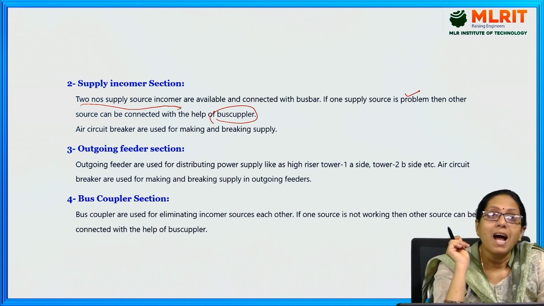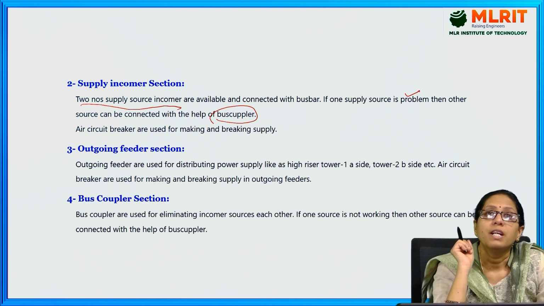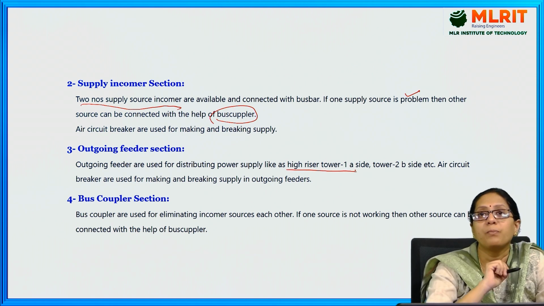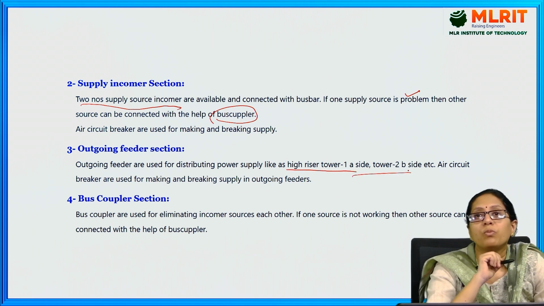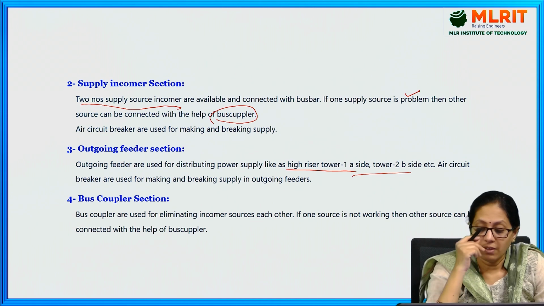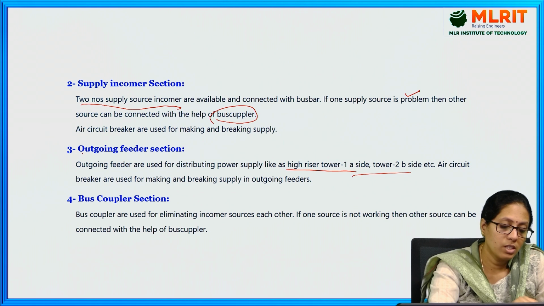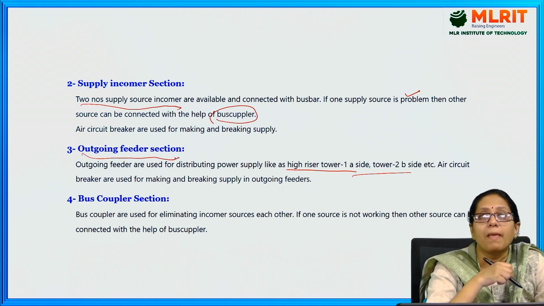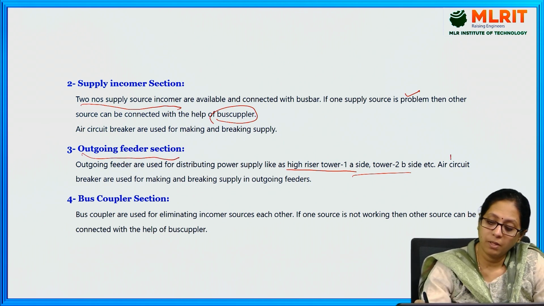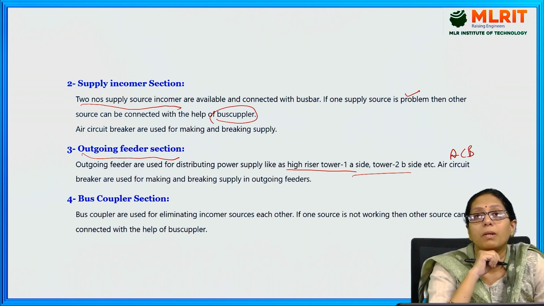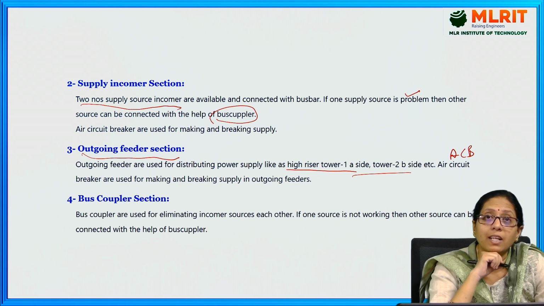The next one is the outgoing feeder section. The outgoing feeders are used for distributing power supply to, for example, high rise tower 1 or high rise tower 2, etc. So tower A or tower B or tower C can be connected using this outgoing feeder section. And air circuit breakers. An air circuit breaker is nothing but ACB. Air circuit breakers are used for making as well as breaking, that is connecting or disconnecting the outgoing feeders.